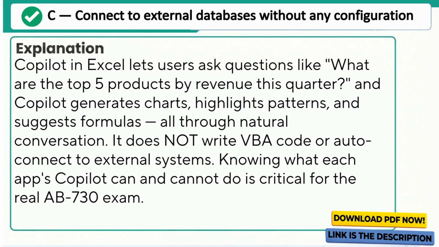Explanation: Copilot in Excel lets users ask questions like, "What are the top 5 products by revenue this quarter?" And Copilot generates charts, highlights patterns, and suggests formulas, all through natural conversation. It does not write VBA code or auto-connect to external systems. Knowing what each app's Copilot can and cannot do is critical for the real AB-730 exam.